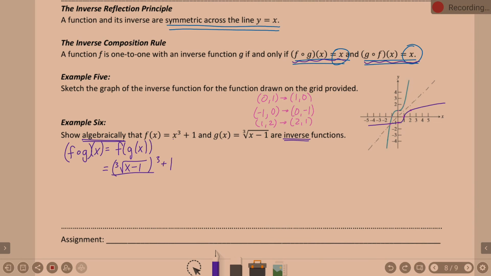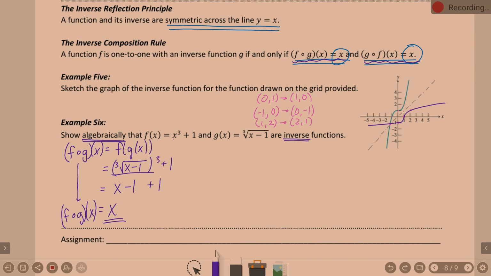Take a guess. What happens when you cube a cube root? The cube and the cube root can effectively cancel each other out, and we're left with whatever's under the radical, which is x minus 1. And then we still have hanging around outside a plus 1. What is x minus 1 plus 1? It is x. So what did we just show there? We just showed that f composed with g of x is equal to x.